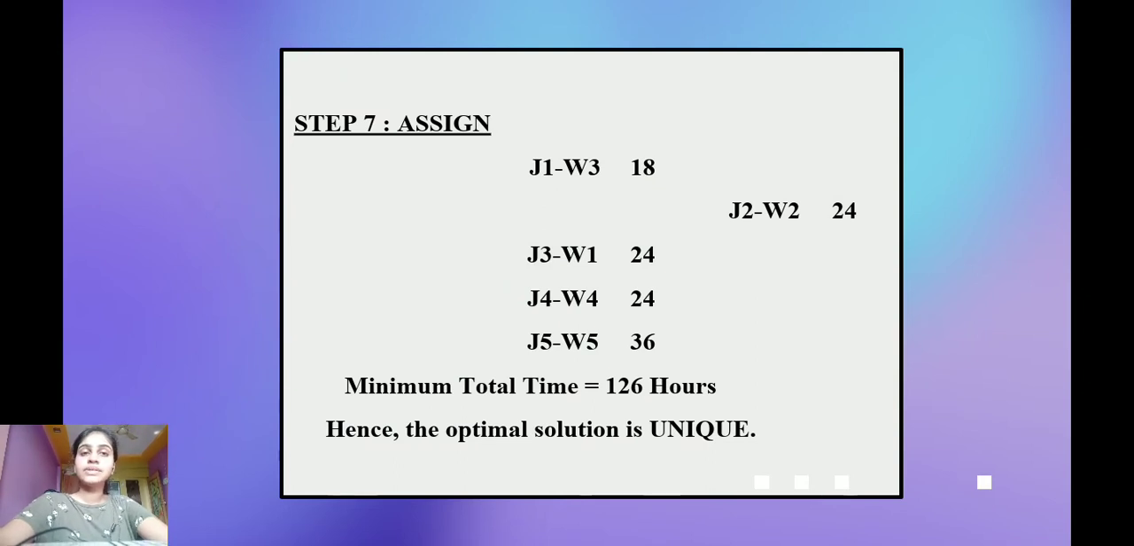So in the last step, assign J1 to W3, and we have to put in the actual question values, so we will get the answer properly. So the minimum total time needed is 126 hours. Hence the optimal solution is unique. So it is a unique type of solution.